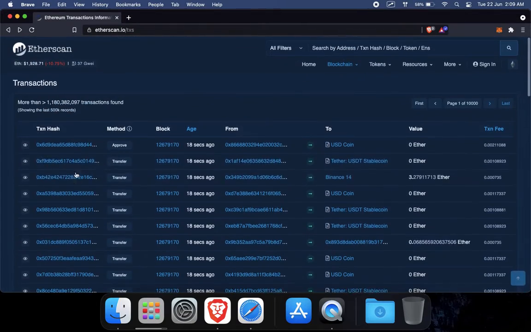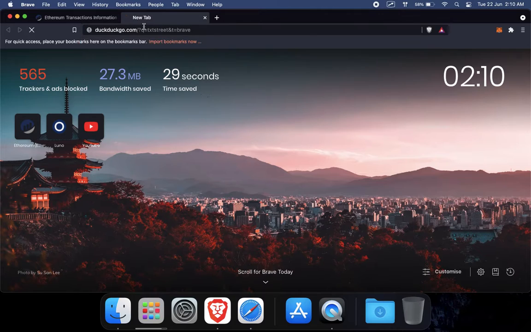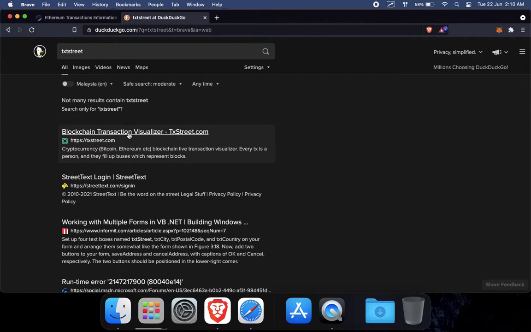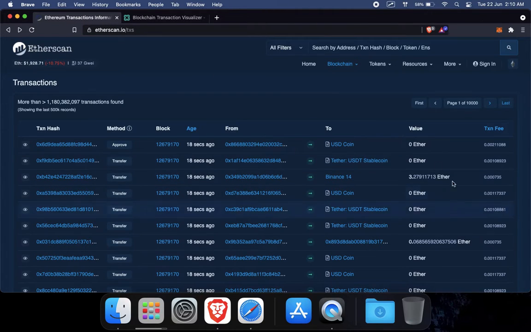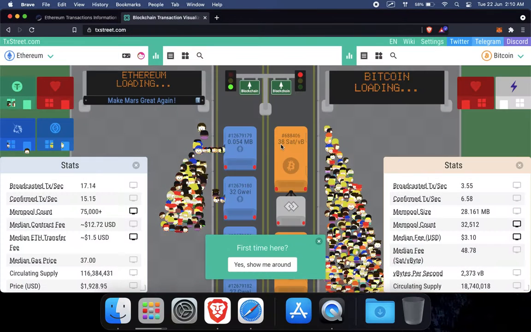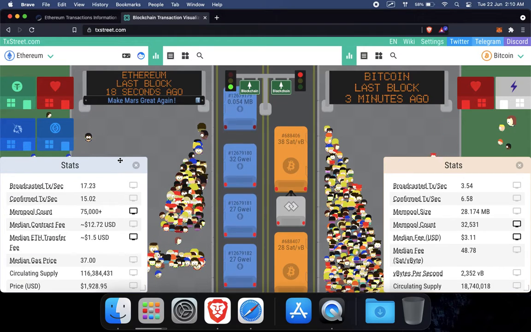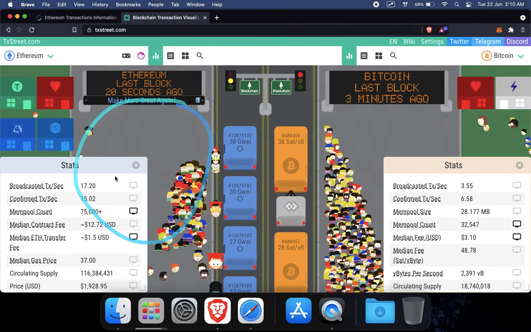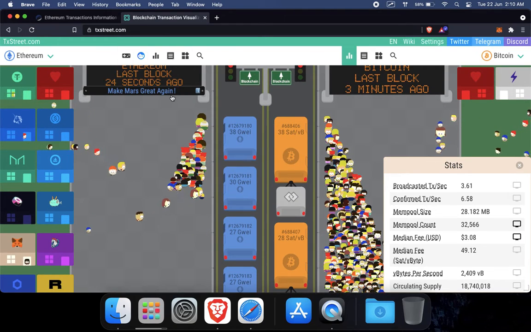A fun way of visualizing transactions is to go to a website called TXT Street. It's called Transaction Street, and you can actually visualize the transactions. Oftentimes, if you see here, it's all just numbers and codes, so it can be quite confusing. If you look at it here, this is a lot more visual, right? On this side is the Ethereum side. Let's close this for a moment. And you can see the transactions which are being processed.